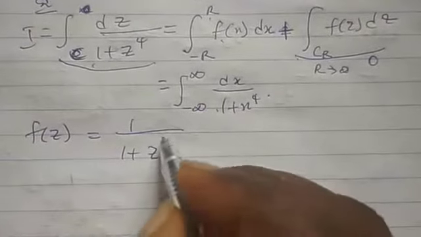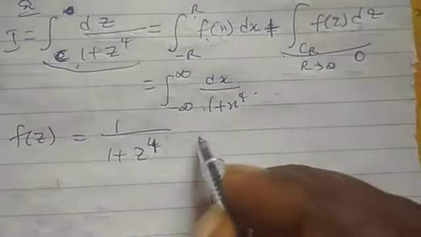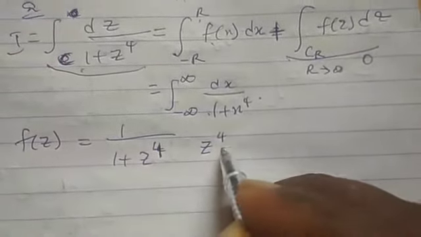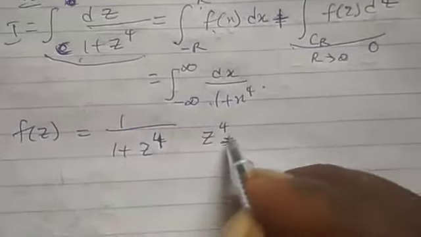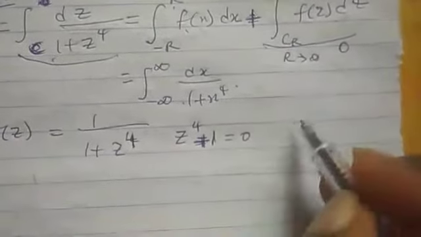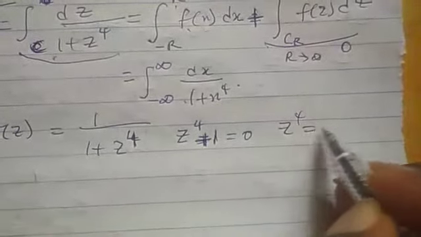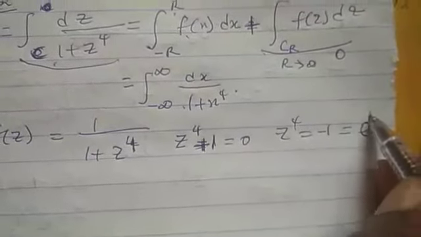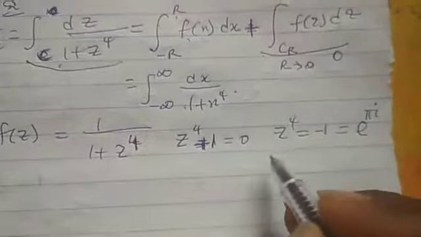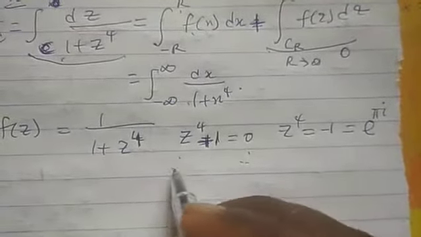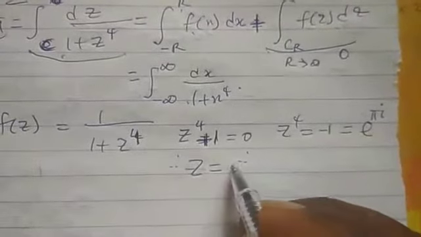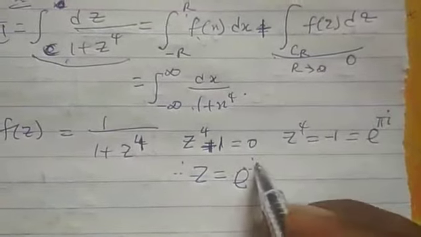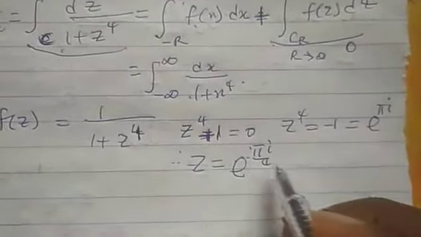So we need to know our singular points. And how do we do that? We say that z raised to power 4 plus 1 is equal to 0, so z raised to power 4 is equal to minus 1. And remember, this minus 1 is the same thing as exponential pi i. Therefore, taking the 4 to the other side, our z will be equal to exponential pi i over 4.